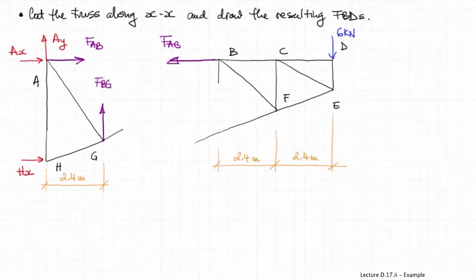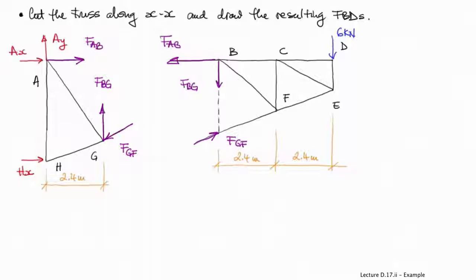So FAB in tension maybe. FBG also probably in tension. And the third one, which is FFG, in, say, compression. So again, arrows pushing into the joint represent compression. Arrows pulling away from the joints represent tension.